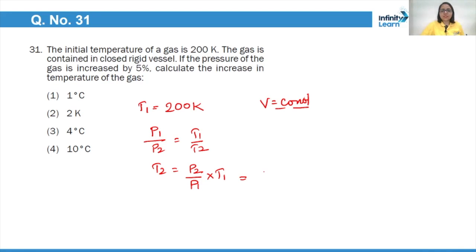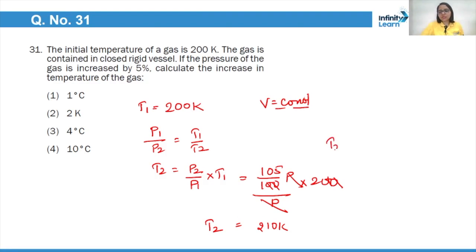P2 is 5% more than P1. So let's say P1 is P. So P2 will be 105 by 100 P divided by P into T1, which is 200, right? So this cancels, and we have T2 as 210 Kelvin. So change in temperature is T2 minus T1, that is 210 minus 200, so it is 10 Kelvin, and change in temperature in degrees Celsius is equal to change in temperature in Kelvin, so it is also equal to 10 degrees Celsius. So correct answer is option 4.